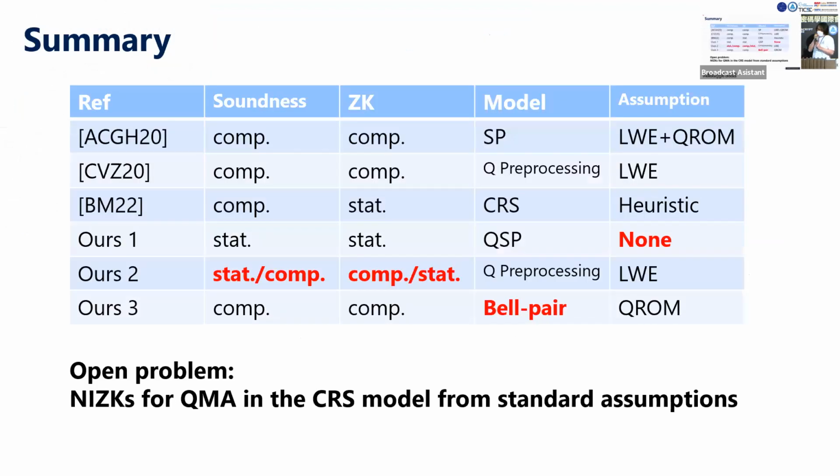And this is a summary, a comparison table among classically verifiable NIZK for QMA. The remaining very important open problem is again constructing NIZK for QMA in the plain model from standard assumptions. Even with quantum verification, this is a very difficult problem, and this is a very important problem. And that's it. Thank you for your attention.